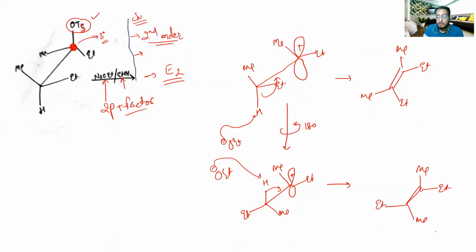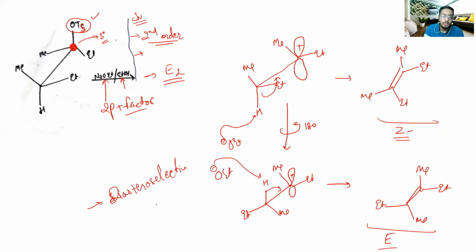So this one is the E product and this one is the Z product. Therefore we are getting two products from the same molecule. Therefore this type of reaction is called diastereoselective reaction. Diastereoselective reaction. Okay.